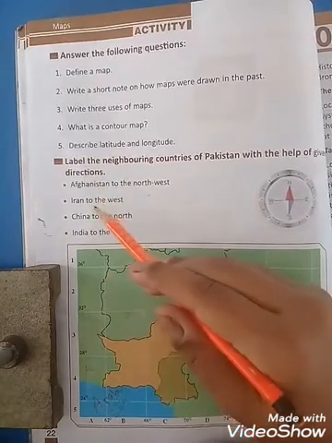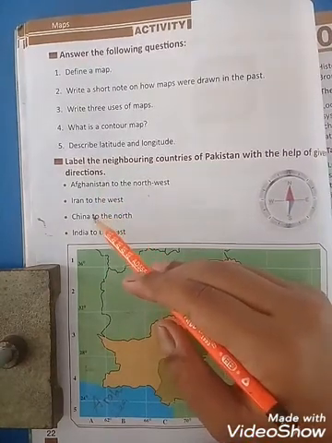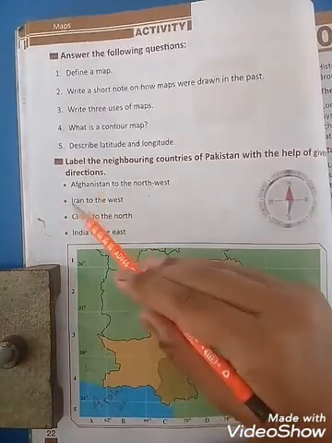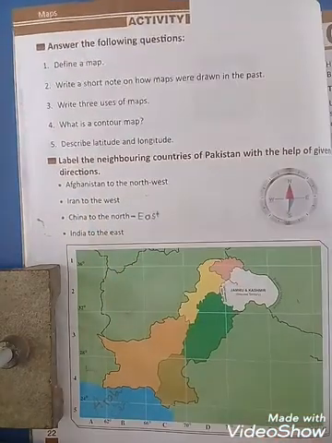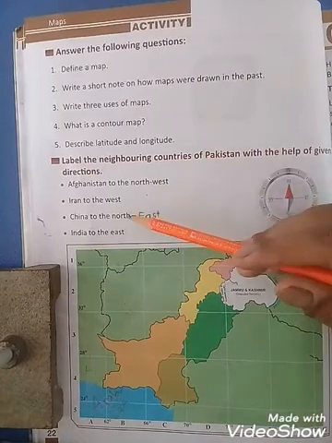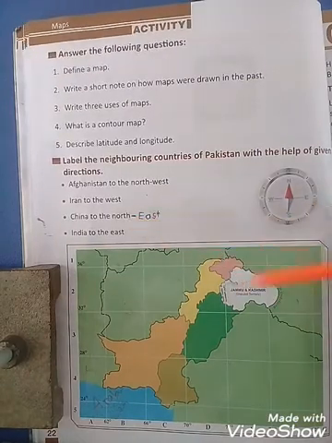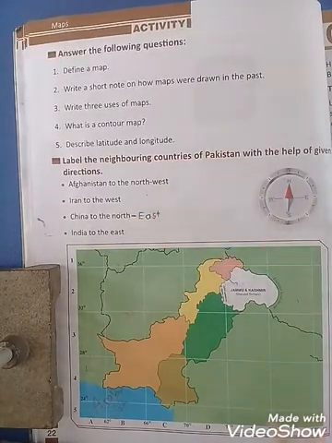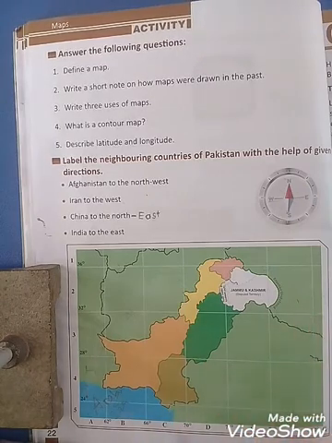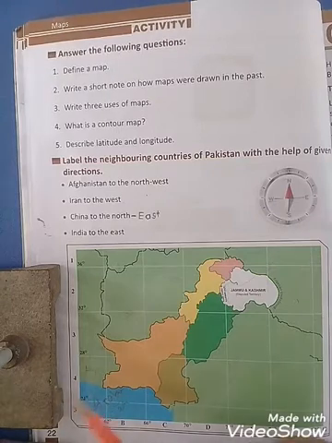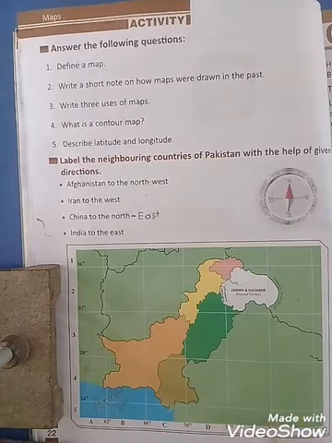These are the neighboring countries of Pakistan: Afghanistan, Iran, China, India. These four are our neighbor countries. You can see here are 4 columns empty: 1, 2, 3, 4. You have to fill these columns with the correct country name.